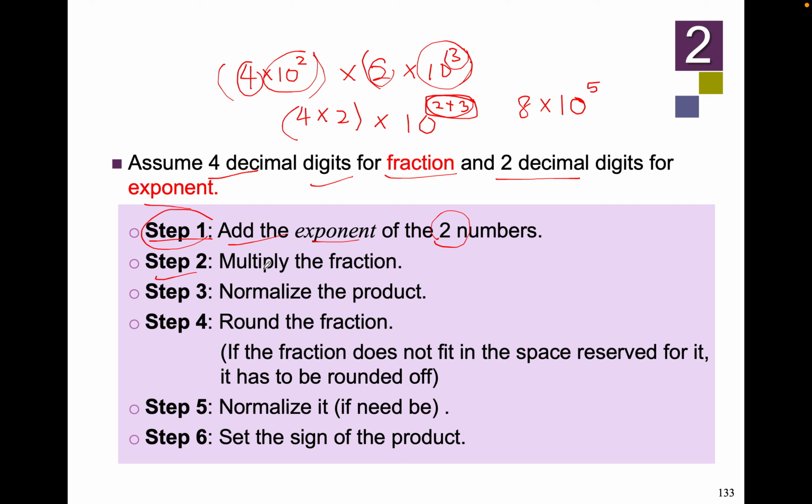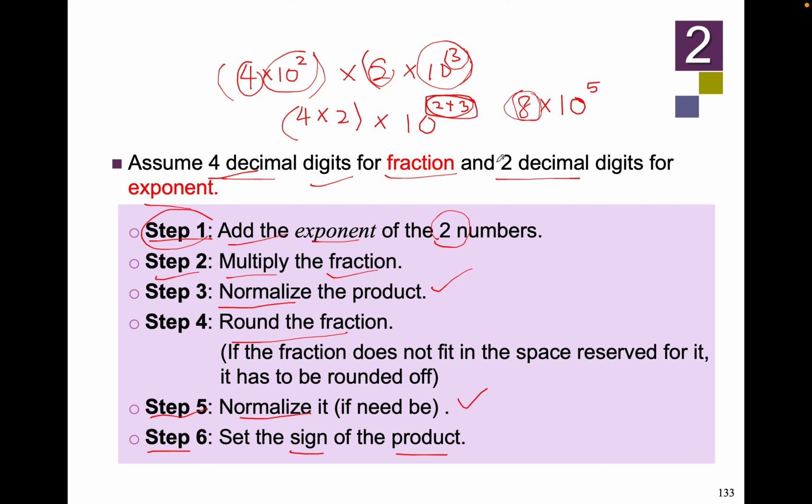After that, you multiply the fractions, which are the numbers that I multiply, and check whether your number is normalized or not. After you check the normalization, you need to round up to 4 decimal digits. And you double check again whether it's normalized or not. If already done, then you can proceed to set the sign of the product, whether it is negative or positive.